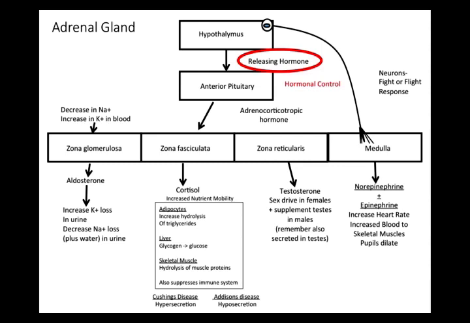Looking back at the big picture, when we're talking about this interaction between the hypothalamus and the anterior pituitary, this is a response that's mediated by releasing hormones. So we call this a hormonal control. I'll give you a little bit more detail about that on the next slide.